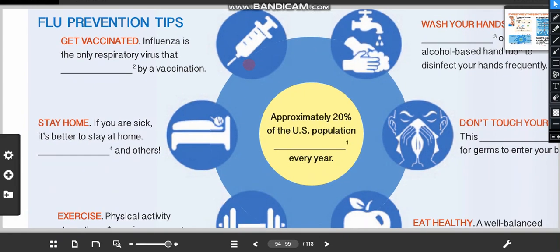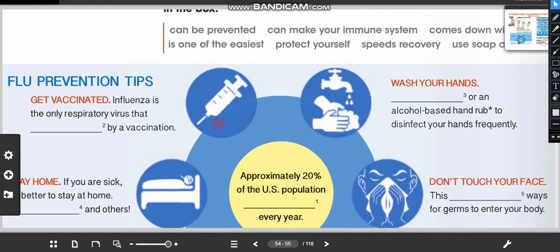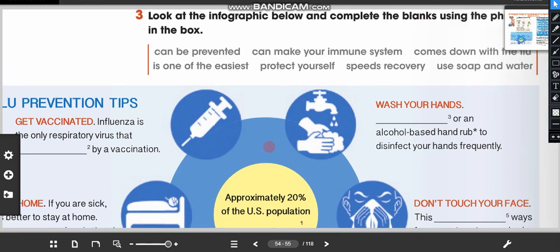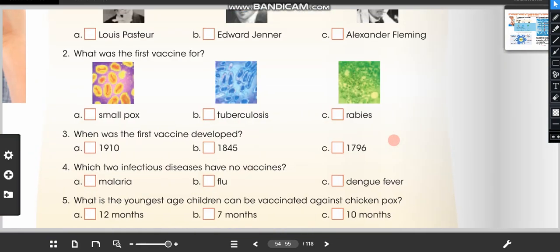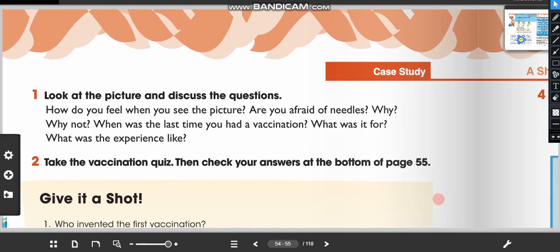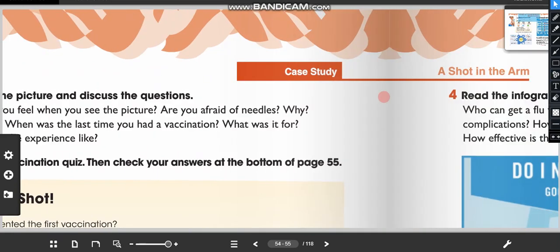So if you have any doubt, any question, you have to tell me. You can write to me, you can text me on WhatsApp, or email me, anything.